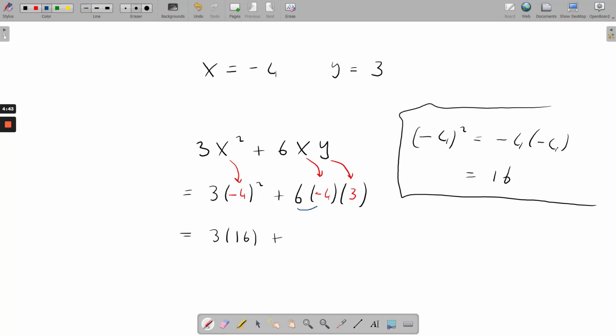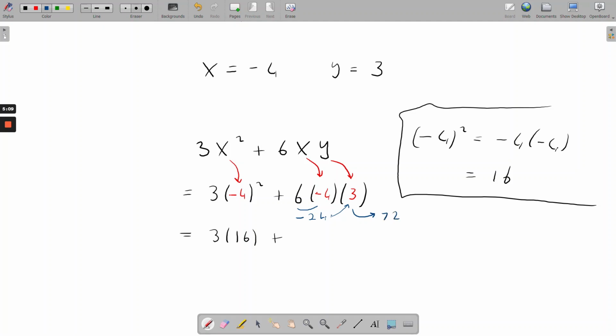Then this time we're going to take 6, and we're going to multiply it by minus 4. That is going to give us minus, because it's a plus by minus, so first of all a minus 24. Then we take that minus 24 and we multiply it by 3. So if you multiply minus 24 by 3, it's a minus by a plus, and it's going to give you 72.